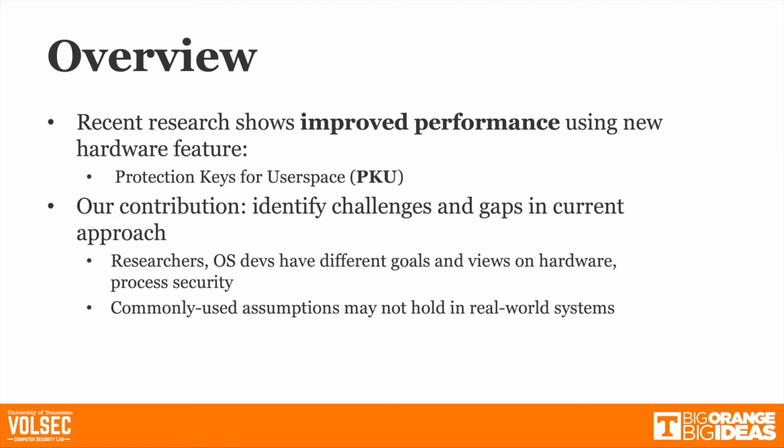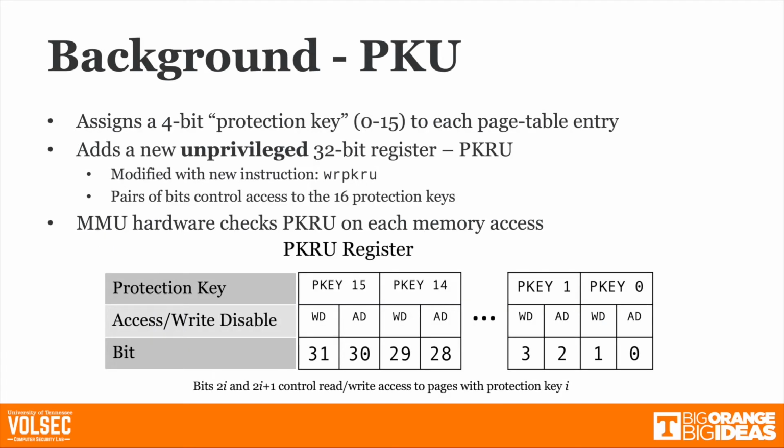The first challenge is that researchers and operating system developers may have very different security models in mind when they're developing their code. And this difference can cause the operating system to behave in ways that researchers may not expect. And so this leads into the second issue, which is that commonly used assumptions, things you find in security academic literature, don't always hold up exactly as one might expect in a real-world system.